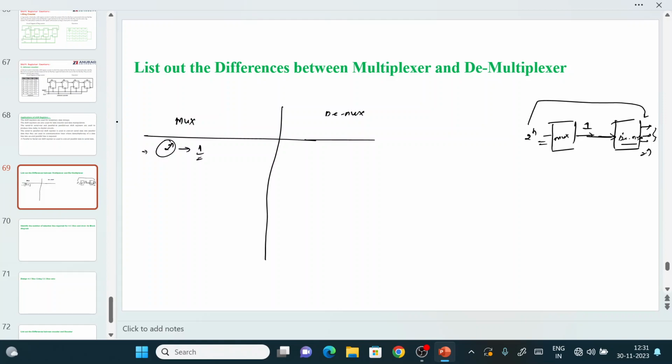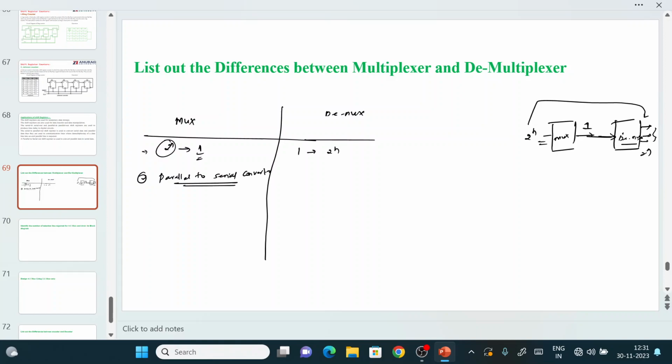So here it will convert the single input into 2^n output values based on what? Selection lines. This is the first point. And the second point is that the multiplexer can be used as a parallel to serial converter, in communication.